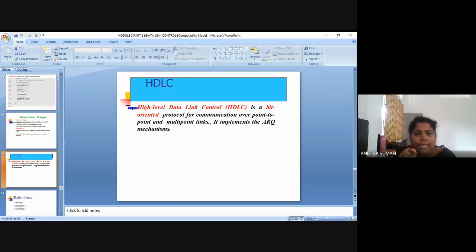Now, actually, this HDLC is designed to support both half duplex as well as full duplex communication over point-to-point or multi-point links. Now, again, the definition comes. I have told two things: one is half duplex, the other is full duplex, and also point-to-point and multi-point. You have to recollect and tell me what all this is.